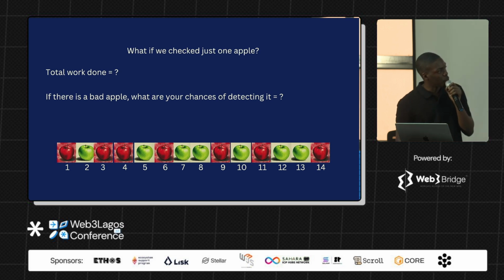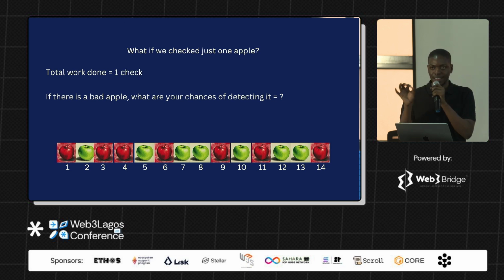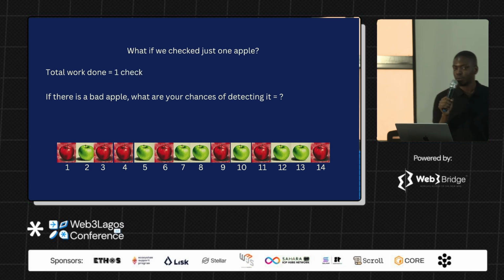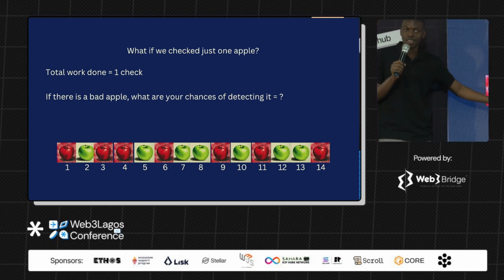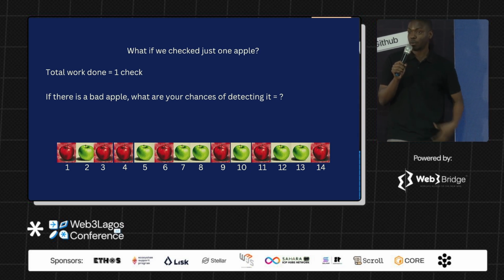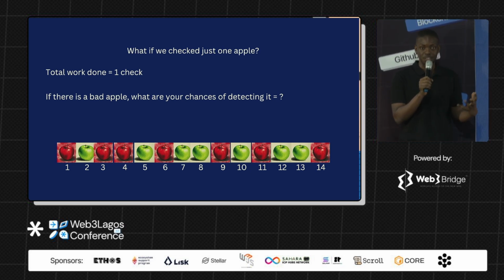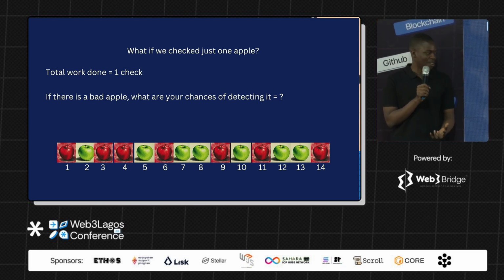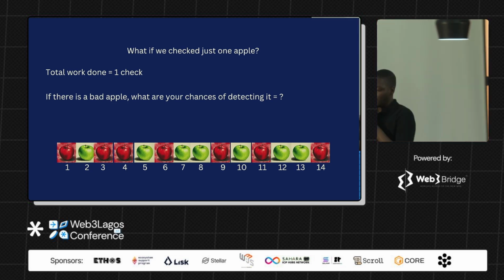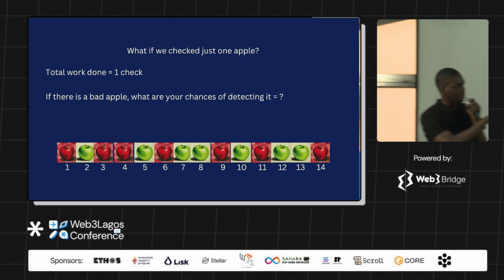So we're checking one, but now, what is our probability of detecting an error, right? If we're checking one, we might just check location 2, right? If we check location 2, it's green, not red. And then we're going to assume that the entire bag is green. We take this to the market and they put us in jail, right? We don't want that to happen. So how can we calculate the probability?